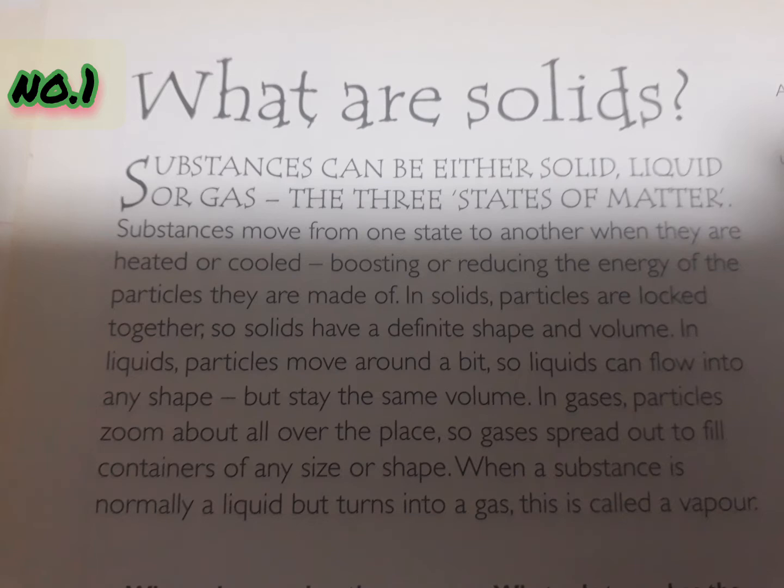In solids, particles are locked together, so solids have a definite shape and volume. In liquids, particles move around a bit, so liquids can flow into any shape, but stay the same volume. In gases, particles zoom about all over the place, so gases spread out to fill a container of any size or shape. When a substance is normally a liquid but turns into a gas, this is called a vapor.